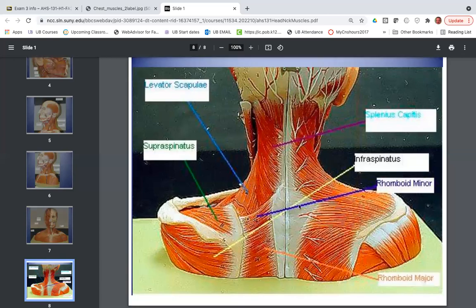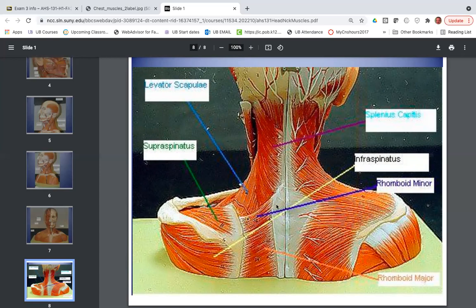Now, when we deflect the trapezius, we can see two muscles going from the spinous processes of the thoracic vertebrae to the vertebral border of the scapula. Going from the C7 and T1 spinous process, origin, and inserting here on the medial border or vertebral border of the scapula is this muscle called Rhomboid Minor.